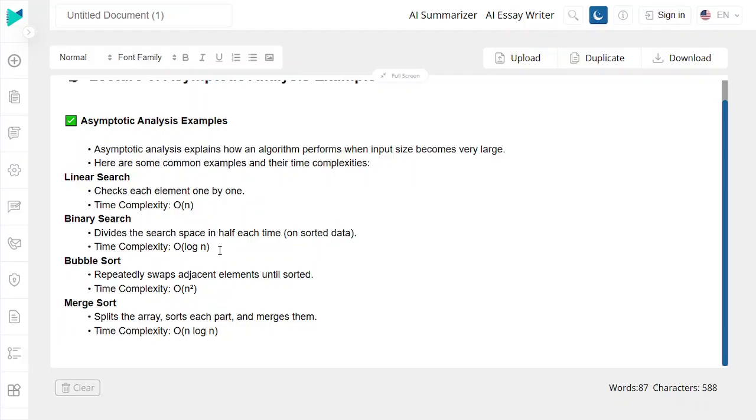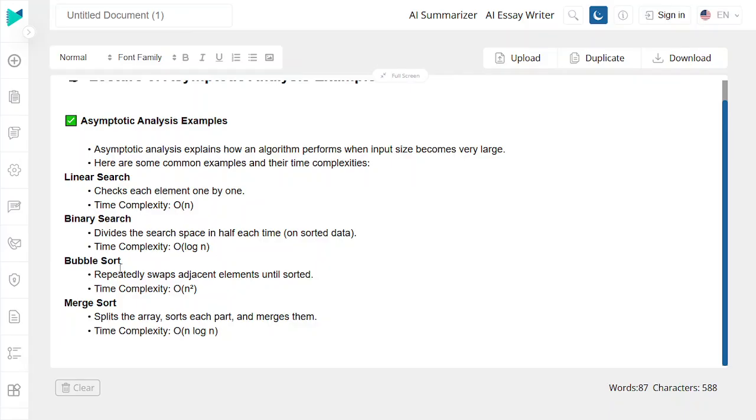This way, you are able to divide your data into two halves and you look at only the half that concerns you. Hence, the time complexity is decreased to O of log n in binary search compared to O of n in linear search, right?